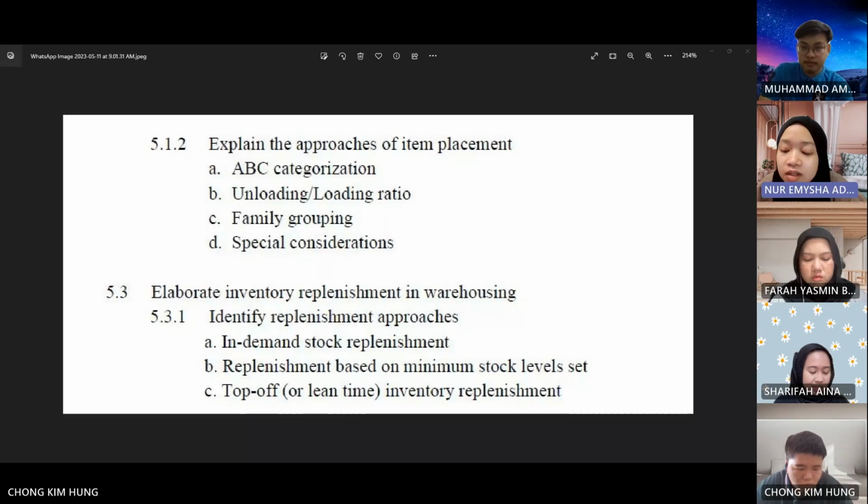Having a system that triggers top-off replenishment when variations in picking work or volume are expected promotes interleaving opportunities in active areas.